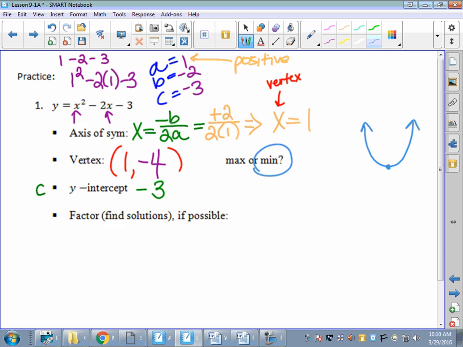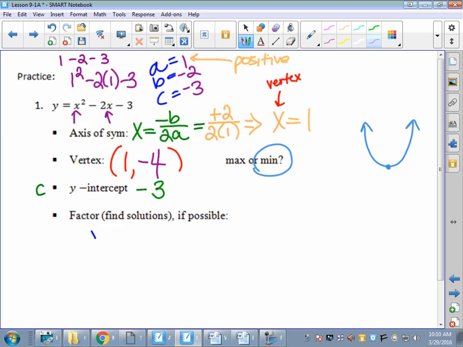And last but not least, factor or find solutions if possible. I am telling you for these first couple problems, they can be factored. We're going to find out in section 9.2, not everything can be factored. So if you can, this is really useful additional information that will help you to do the graphing, which is the point of this whole section called graphing quadratic equations.